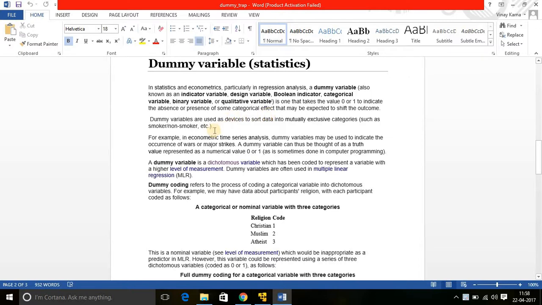Now, dummy variables are also used as a device to sort data into mutually exclusive categories. Like we have categories like smoker and non-smoker. So how can we say if he's a smoker or non-smoker? If he is a smoker, then 1. If not, 0. So that is the way to create a dummy variable for categorical variables. That way, the categorical variables will be turned into numbers, and then we will be able to use them in our regression analysis.